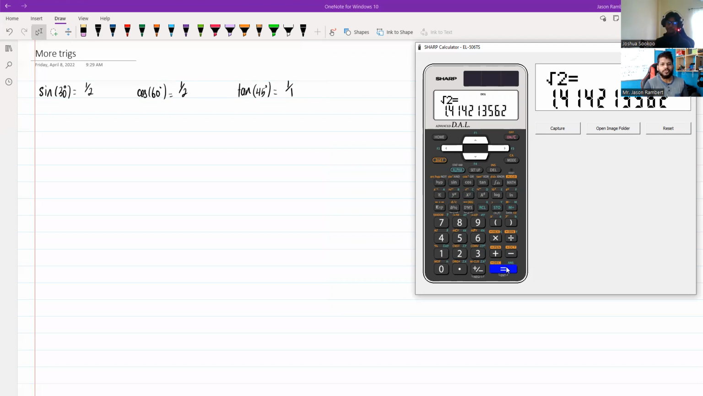Root 2 is root 2. Yeah? But when I express it as a decimal, it is irrational in nature. Right? Root 2 is irrational, but it looks nicer to have root 2 than to have 1.41423562 and however many more decimal places we have.